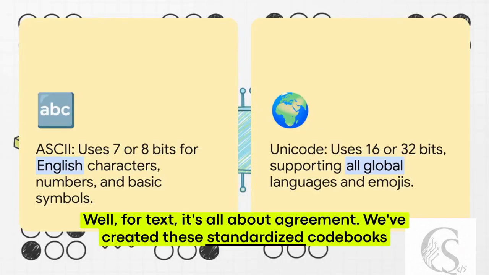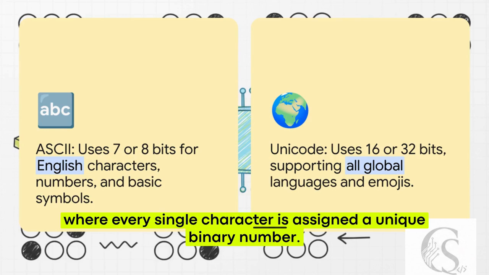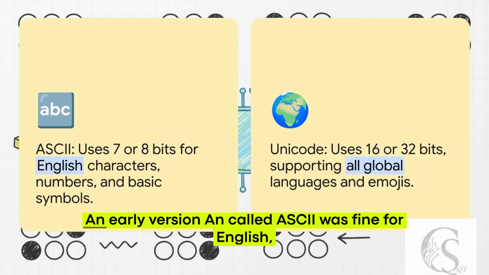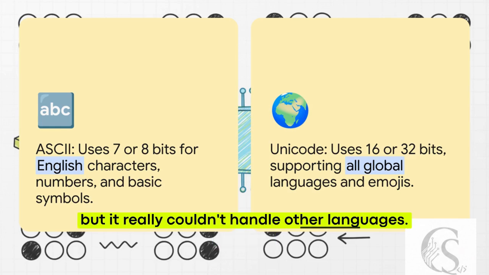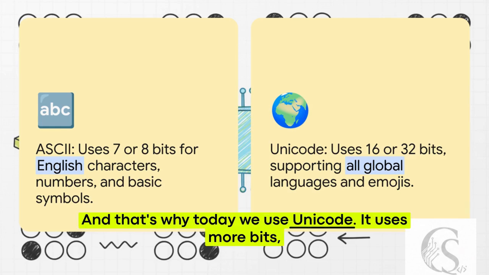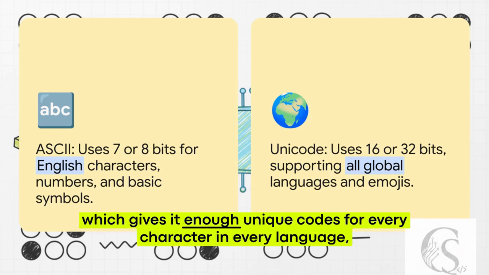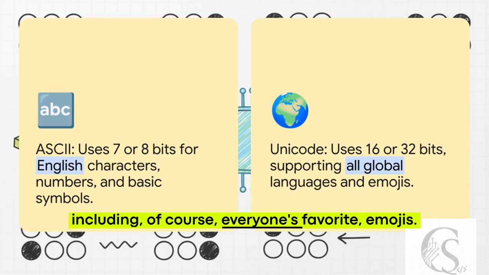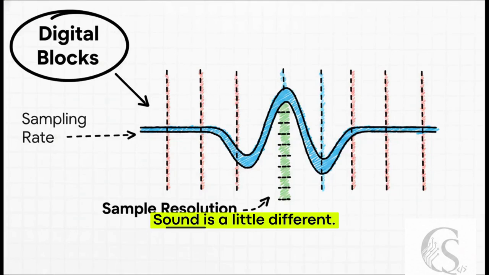We've created these standardized codebooks where every single character is assigned a unique binary number. An early version, called ASCII, was fine for English, but it really couldn't handle other languages. And that's why today we use Unicode. It uses more bits, which gives it enough unique codes for every character in every language, including, of course, everyone's favorite, emojis.